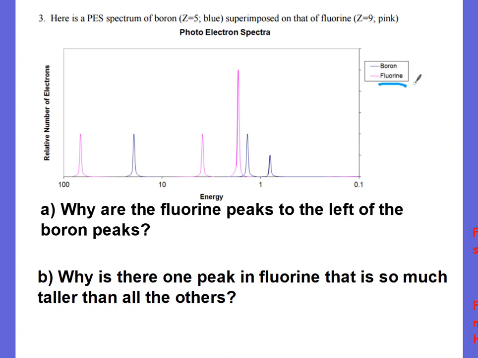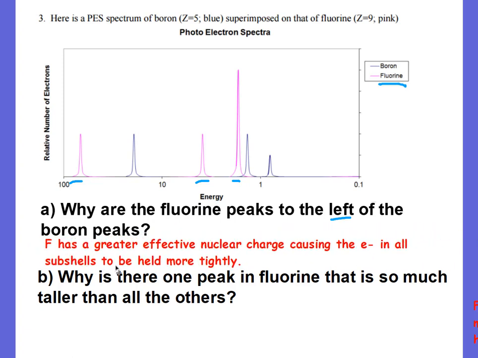So fluorine was the pink one, and boron is blue. So it says, why are all of the pink peaks further to the left than boron? Well, remember that this is energy to remove an electron. And fluorine has a greater effective nuclear charge because fluorine has 9 protons while boron only has 5 protons. More protons is a greater effective nuclear charge, meaning the electrons in all the subshells are going to be held together more tightly.